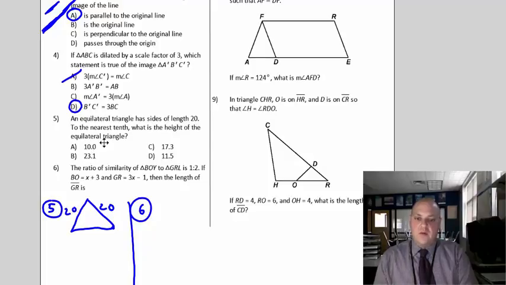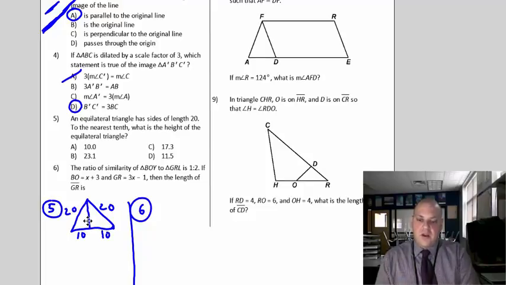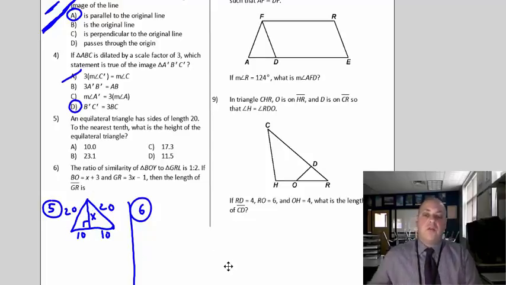What is the length of the equilateral, what is the height? No, the height would be this guy right here. So this is 10 and 10. Now the height makes a right angle. Okay, so I have a right triangle here, 20 and 10, and I'm trying to find the height. Well, the height is one side of a right triangle.